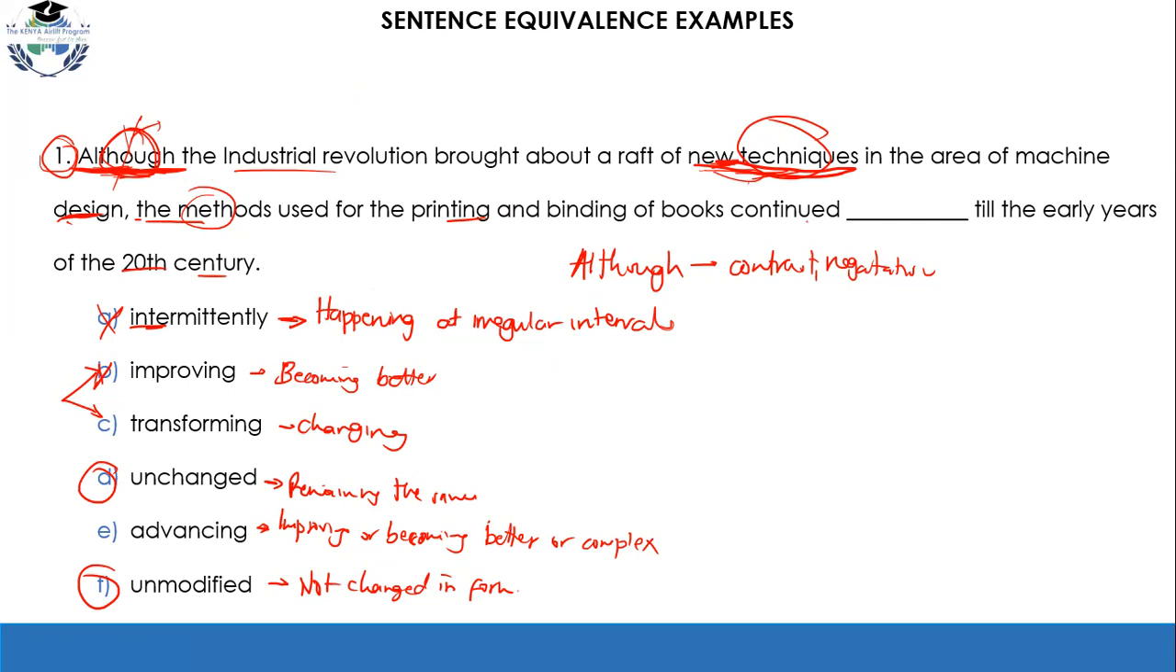Although the Industrial Revolution brought a raft of new techniques in the area of machine design, the methods used for printing and binding books continued unchanged till the early years of the 20th century. So continued unchanged means it remained the same. Our second answer: although the Industrial Revolution brought a raft of new techniques in the area of machine design, the methods used for printing and binding books continued unmodified till the early years of the 20th century.